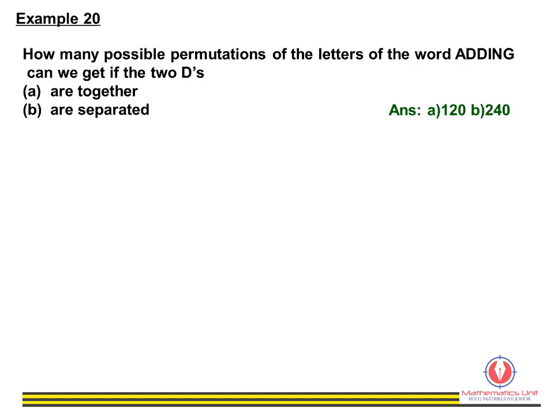2,450,448. Our last example is example 20. How many possible permutations of the letters of the word A, D, D, I, N, G can we get if A, the two D's are together, B, are separated? Solution for example 20. Number of letters is 6. So n is equal to 6. And we have two identical D.